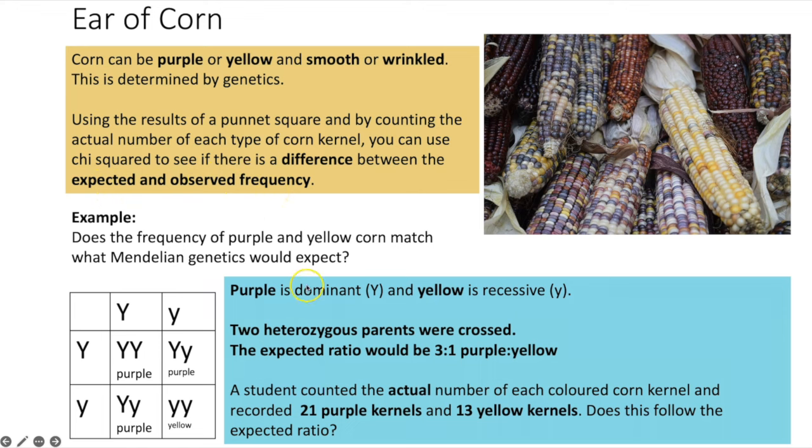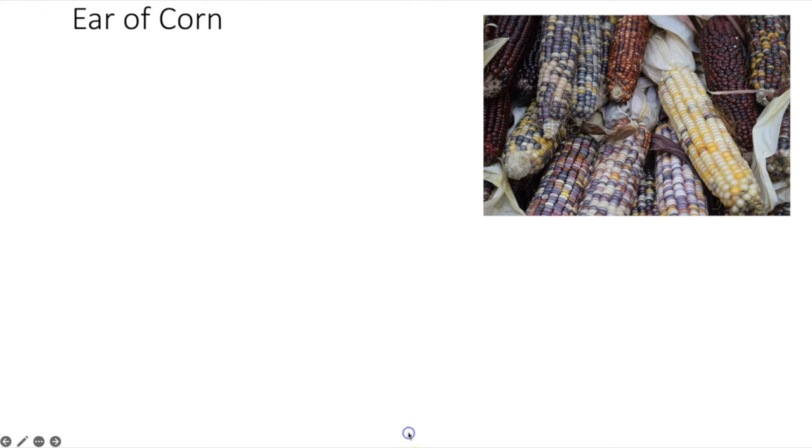So we're told here that purple is dominant, yellow is recessive, 2 heterozygous parents were crossed. This is just dihybrid, simple genetics. There's no autosomal linkage. And the expected ratio is 3 purple to 1 yellow. So that is our expected ratio. And we're told that a student then counted them and they had 21 purple kernels and 13 yellow kernels. Does this follow the expected ratio?